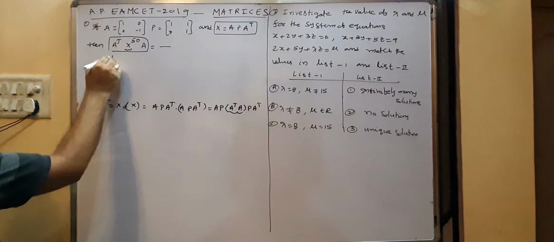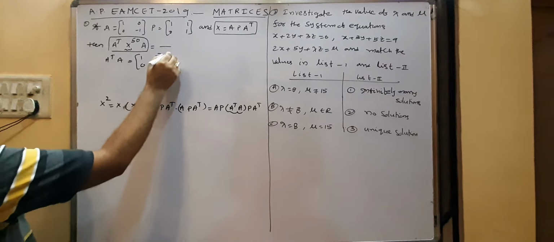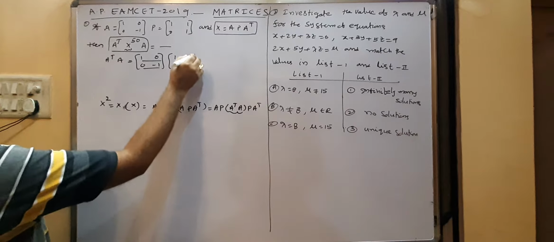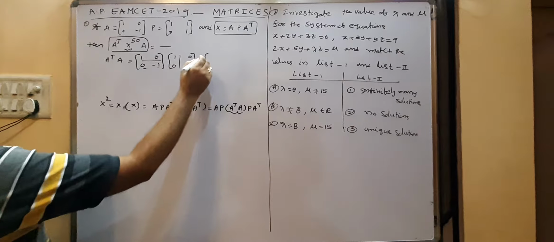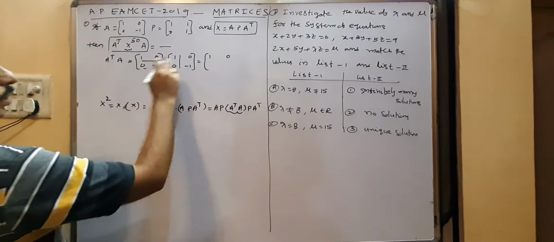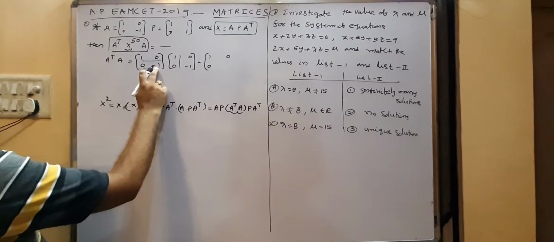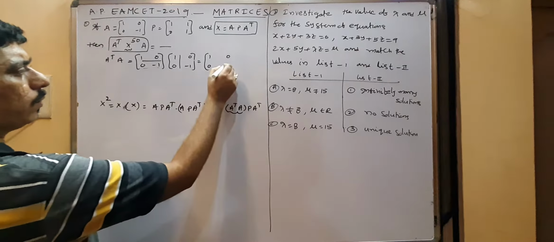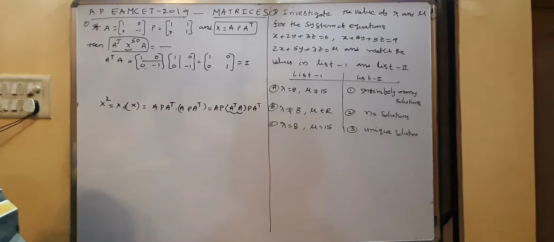A transpose into A is 1 0 0 minus 1, where the first row changes as column 1 0, and the second row changes as column 0 minus 1. Multiply row into column: 1 into 1 is 1, plus 0, gives 1. First row into second column gives 0. Second row into first column gives 0. Second row into second column: 0 plus minus 1 into minus 1 is 1. This is the I. So A transpose into A is I.